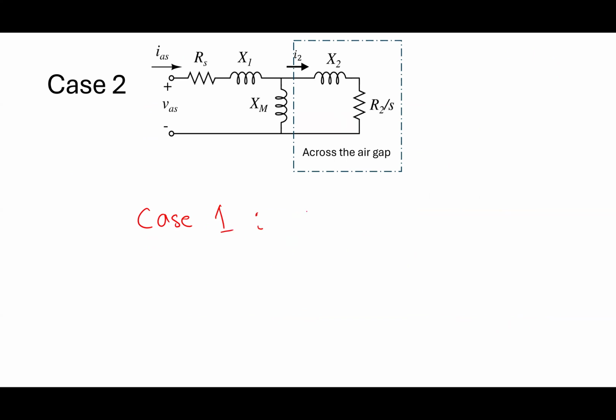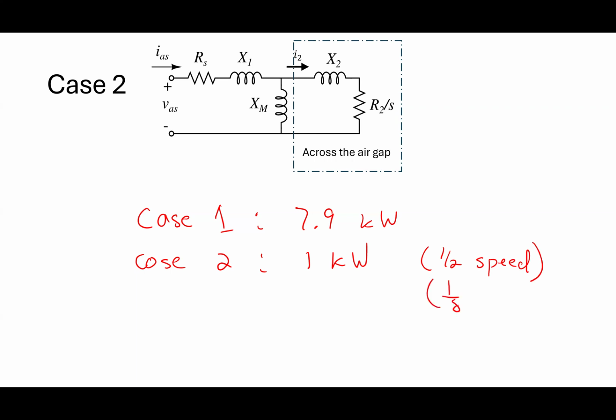So the interesting thing to me is if I compare those numbers. Case one, I had 7.9, let's call it 7.9 kW. I don't want to flip back and forth, so let's call this guy 1 kW. So this is at half speed. What I see is that at half speed, I get 1/8 of the power. Why does that make sense? It has nothing to do with the number of poles; it's the same number of poles in the machine.